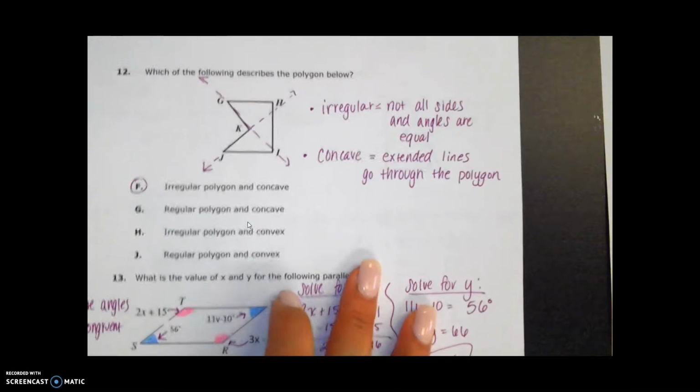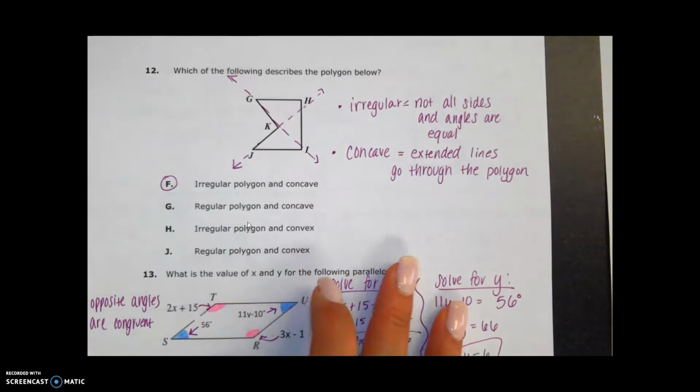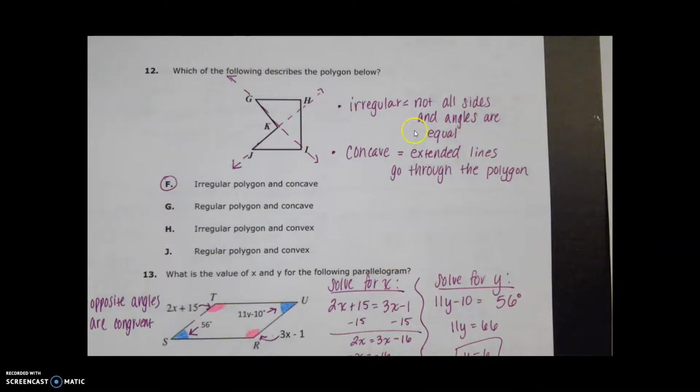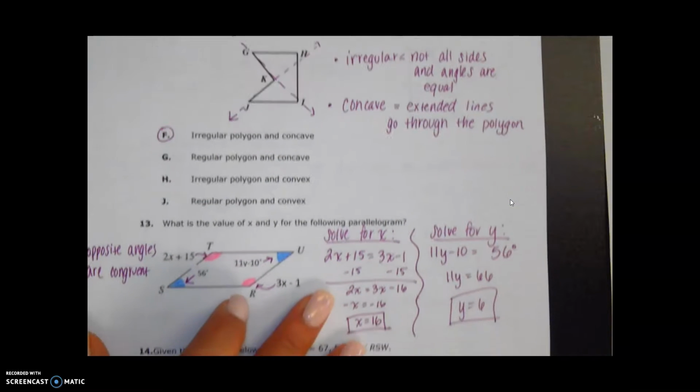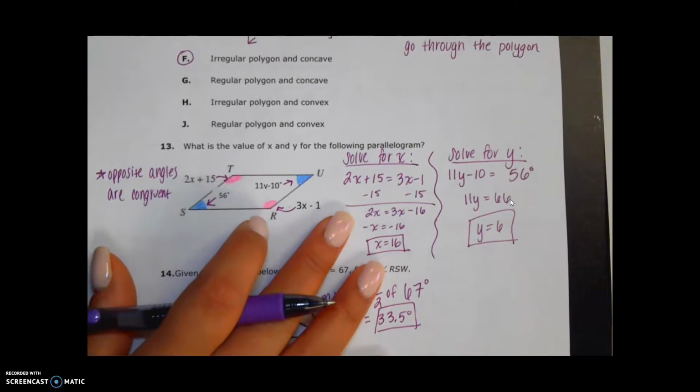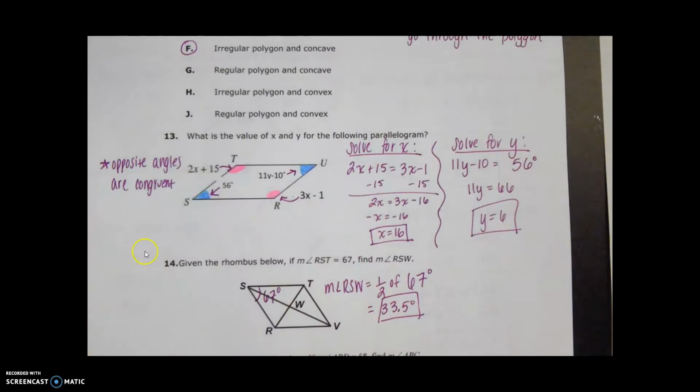All right. Number 12, you can pause the video and see that it's irregular and concave. I have the definitions over here. All right, number 13, it's a parallelogram. So I know that opposite angles are congruent to each other, so I set up two equations. I set up 2x plus 15 equals 3x minus 1, solved for x, and I got 16. 56 equals 11y minus 10, and I got y equals 6.